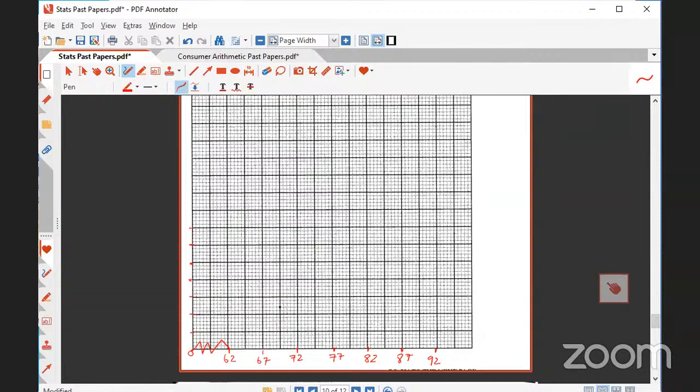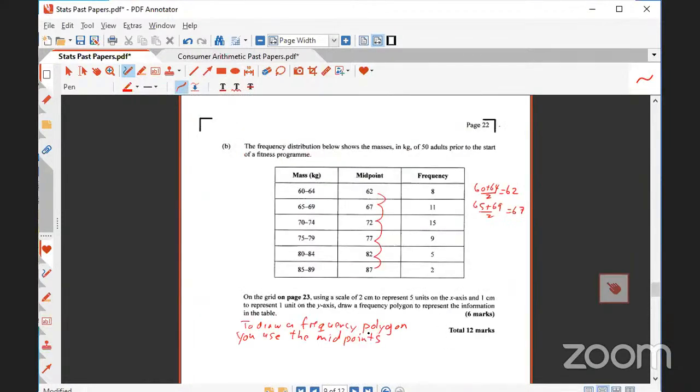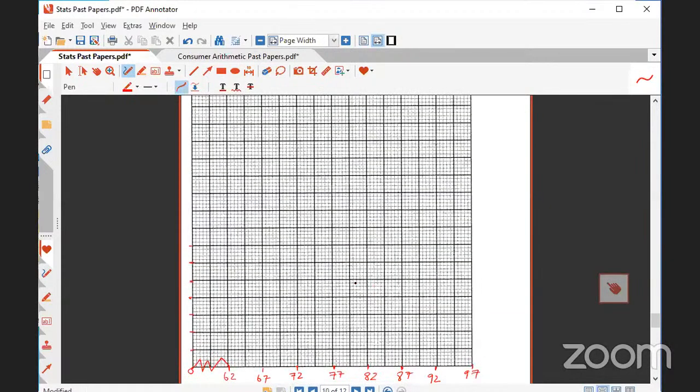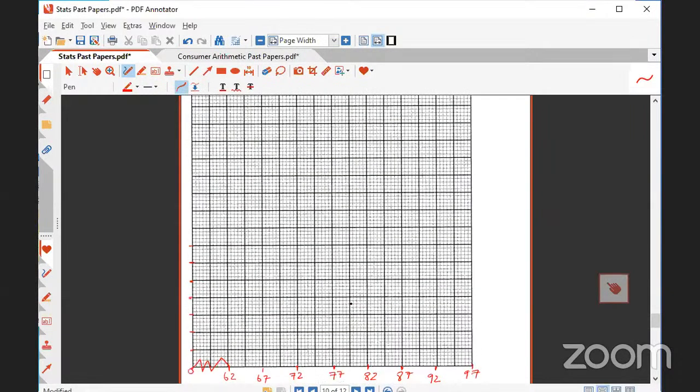I don't even remember what number we start with. Oh, it was 87. But anyways, the biggest frequency here is 15, so I have to go up to at least 15. So 1, 2, 3, 4, 5, 6, 7, 8, 9, 10, 11.